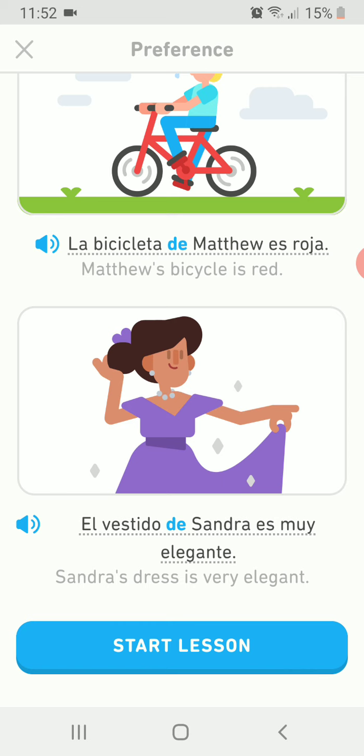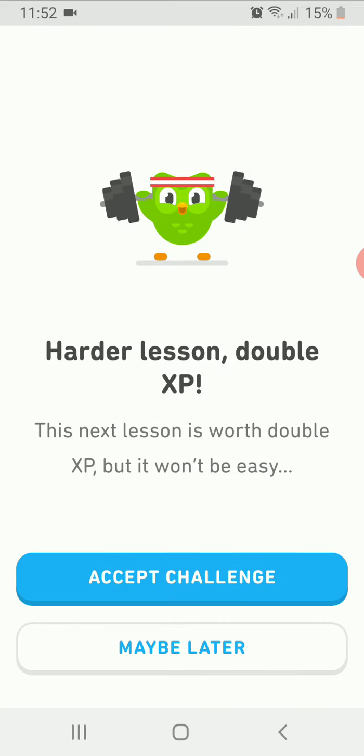It's not genitives, but it's more. Do you say genitives? Yeah, genitives. It's not the genitive case, but it's the possessive case. Okay, so let's get started with the lesson.